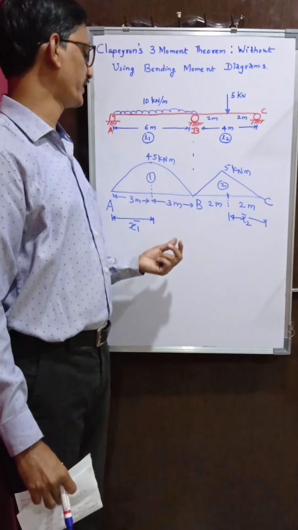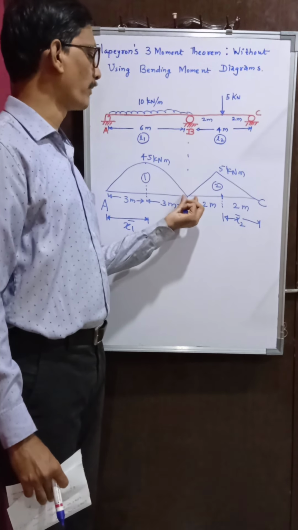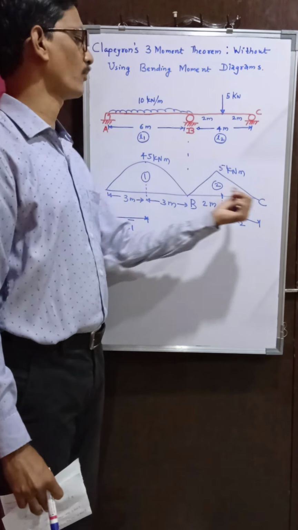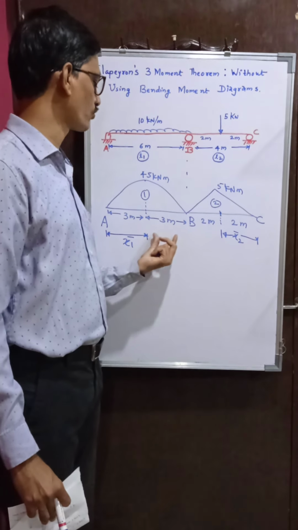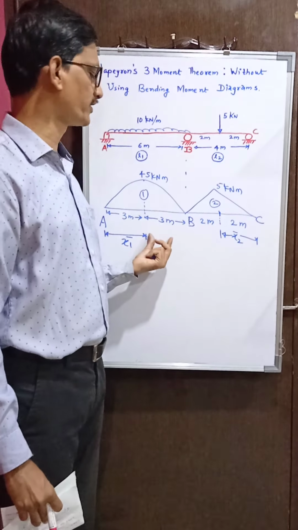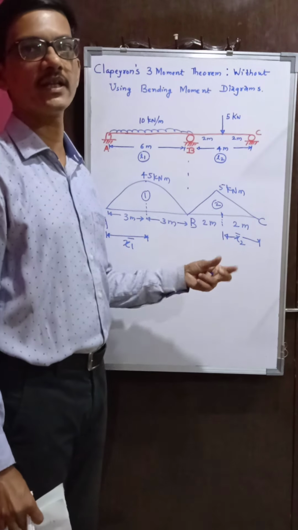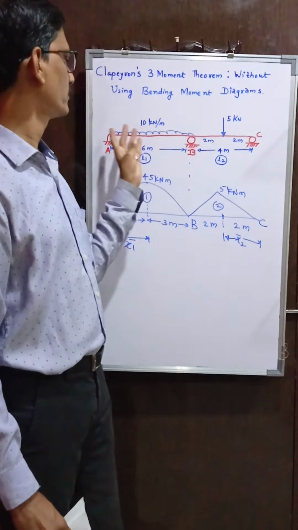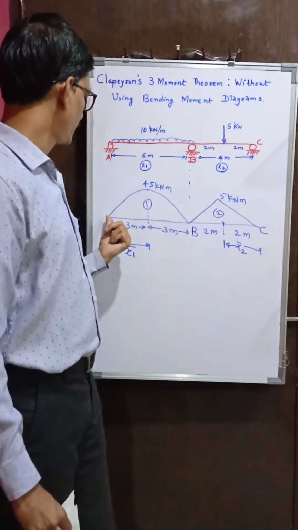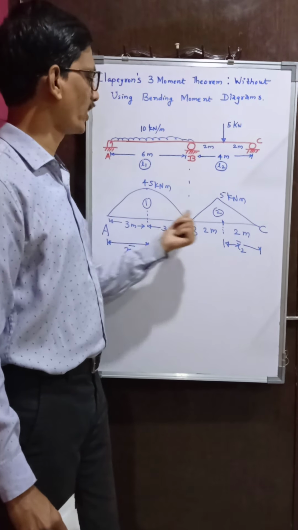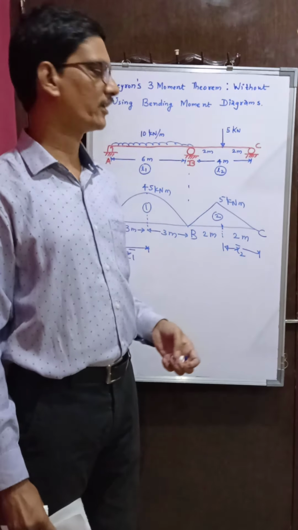So in Clapeyron's three-moment theorem, we should never measure the centroid distance from the common point. We should always measure from extreme points. Of course, here it doesn't make any difference even if by mistake we measure from the common point also, because of the symmetry, because here it is 3 meter, 3 meter, and here it is 2 meter, 2 meter. But that is not the case in every problem, because many times the loads are not symmetrical, and in that case the students have to remember that A is the reference point for figure number 1 and C is the reference point for figure number 2 for measuring x1 bar and x2 bar respectively.